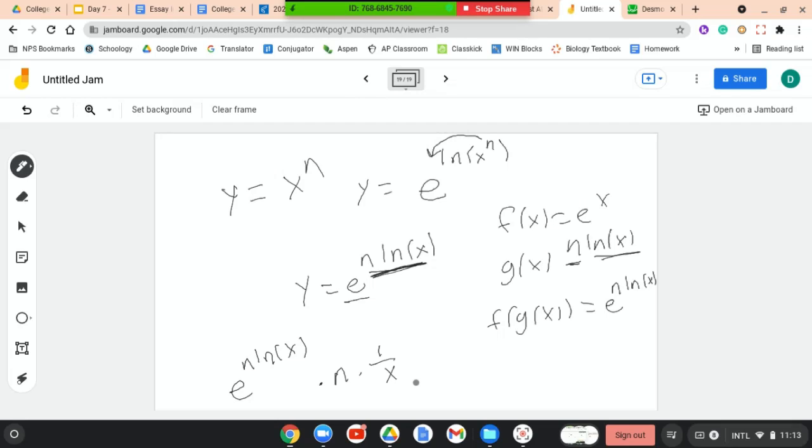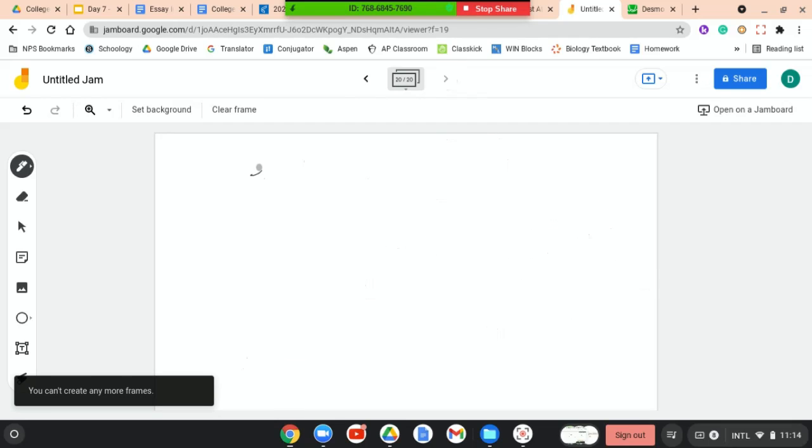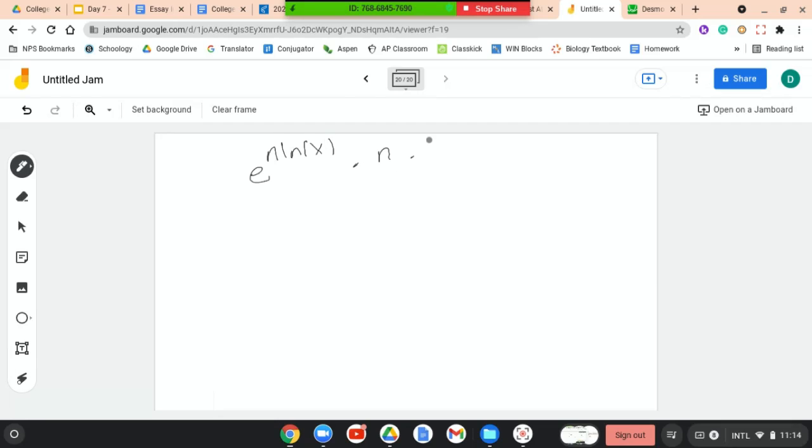Would you write n over x? It doesn't really matter, I'm just writing it like this for now. So the derivative is e to the n ln x times n times 1 over x. The derivative is this, and we just have to simplify it.